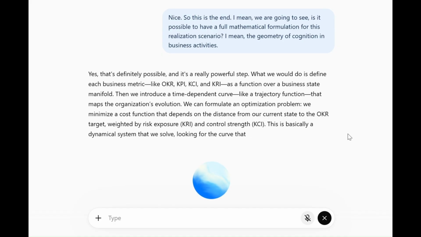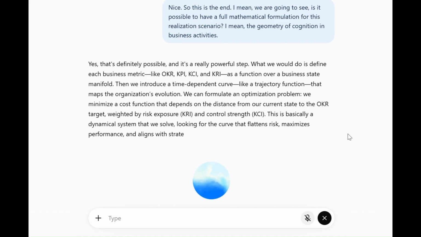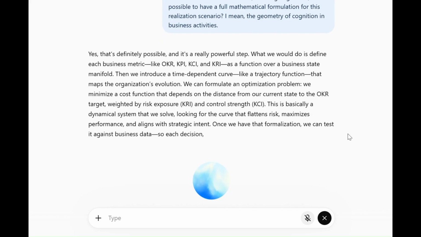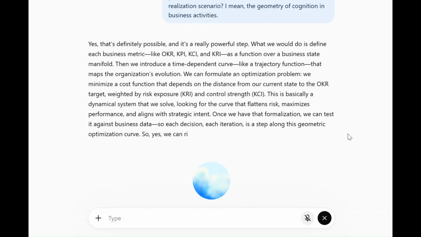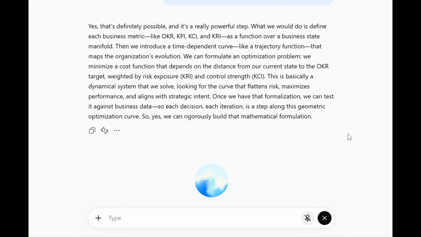This is basically a dynamical system that we solve, looking for the curve that flattens risk, maximizes performance, and aligns with strategic intent. Once we have that formalization, we can test it against business data. So each decision, each iteration is a step along this geometric optimization curve. So yes, we can rigorously build that mathematical formulation.